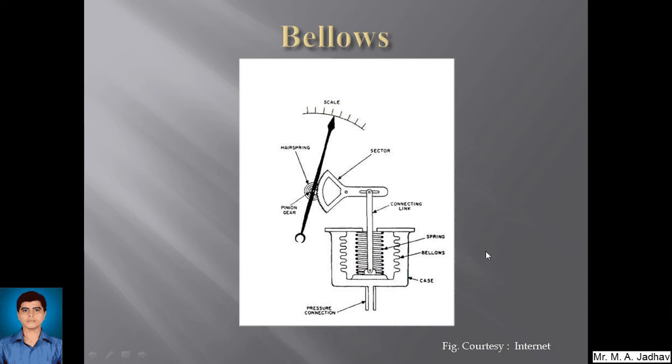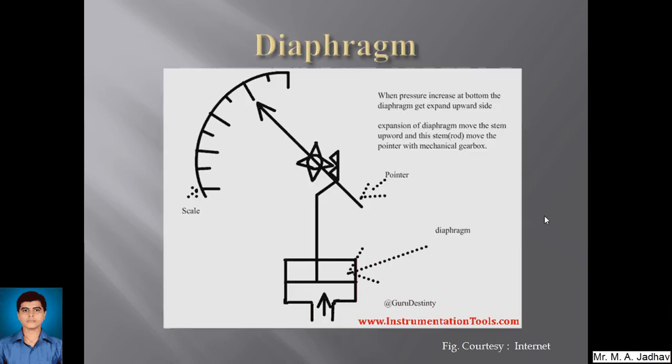Again here, the same case: pressure is converted to a displacement, and because of that we are going to get a reading. So this is the bellows type pressure gauge. The third one is the diaphragm. Again, the working principle is the same.